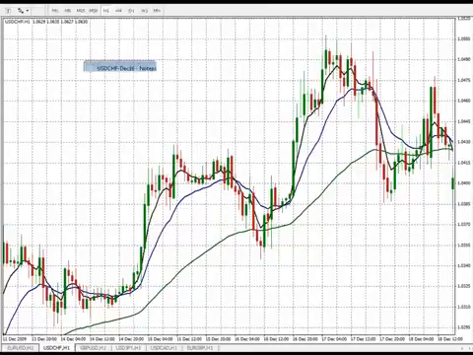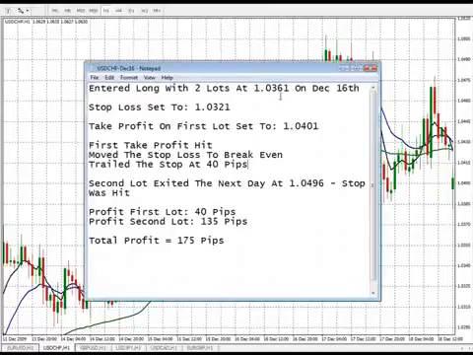And just to take a look at the data from the trade, we entered long with two lots at 1.0361 on the 16th of December. Our initial stop loss was set to 1.0321, and our first take profit was at 1.0401. The first take profit was hit a couple of hours later. At that point, we moved the stop loss to the break-even point, and we trailed the stop at 40 pips. The second lot was exited the next day at 1.0496. The stop was hit. It raised up to above the 1.05 level and dropped again.